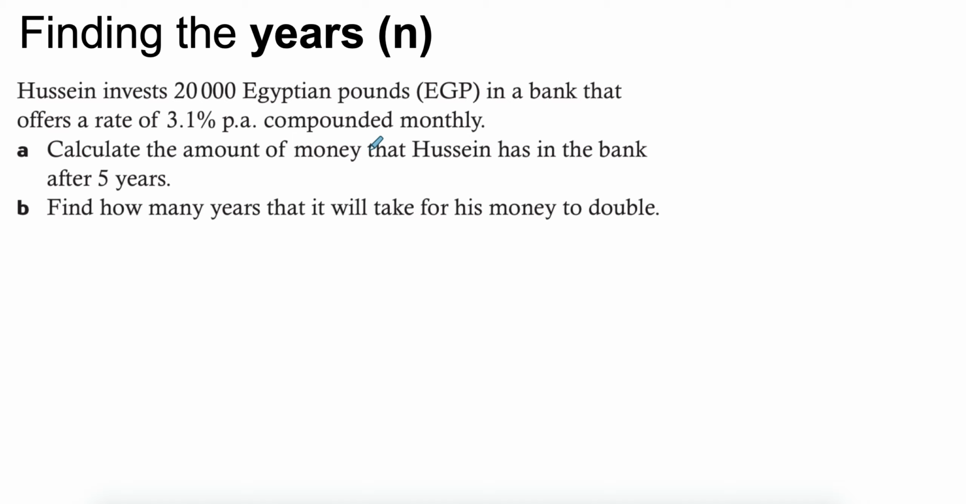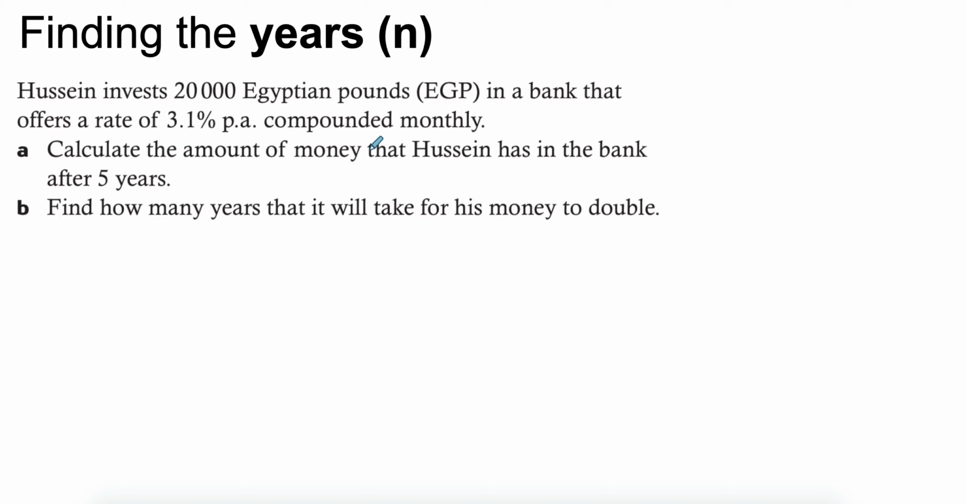So looking into here, saying invest 20,000 Egyptian pounds in the bank that offers a rate of 3.1 per annum compounded monthly. The first part is just asking for the amount. So for part A, we want the future value. We know that the present value is 20,000. The rate is 3.1. The N is 5 years, and the K, it's compounded monthly, so our K is 12.